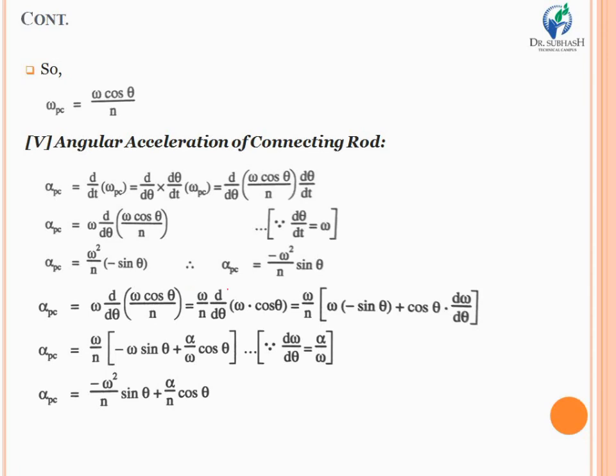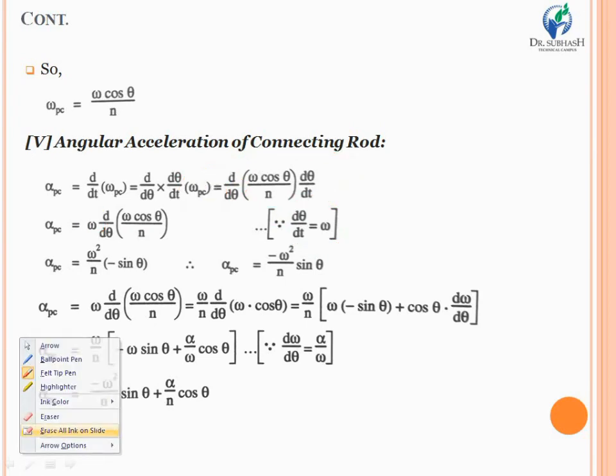Similarly, you can have the angular acceleration component of connecting rod by simply putting the value of omega pc over here. So ultimately the relation will become d by d theta of omega cos theta upon n, into d theta upon dt. Simplifying it, it will give us omega into d upon d theta of omega cos theta upon n, because we know that d theta upon dt, the rate of change of displacement with respect to time, is the angular velocity omega. So here d upon dt is replaced by omega.